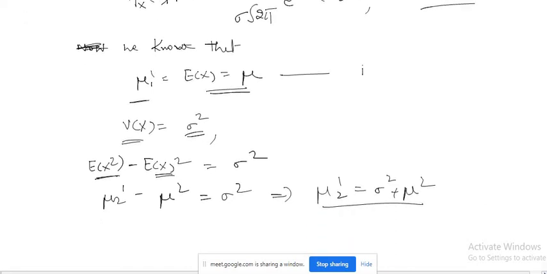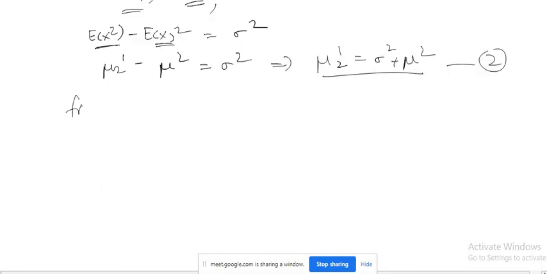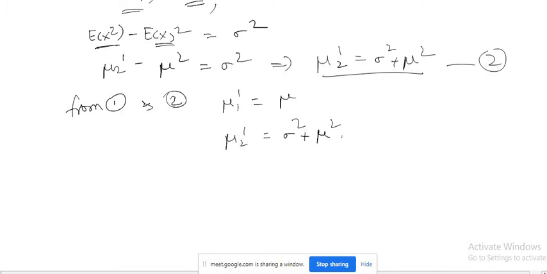Okay, this is the first equation, this is the second equation. From 1 and 2: the first equation is mu1 dash equals mu. The second equation is mu2 dash equals sigma square plus mu square.